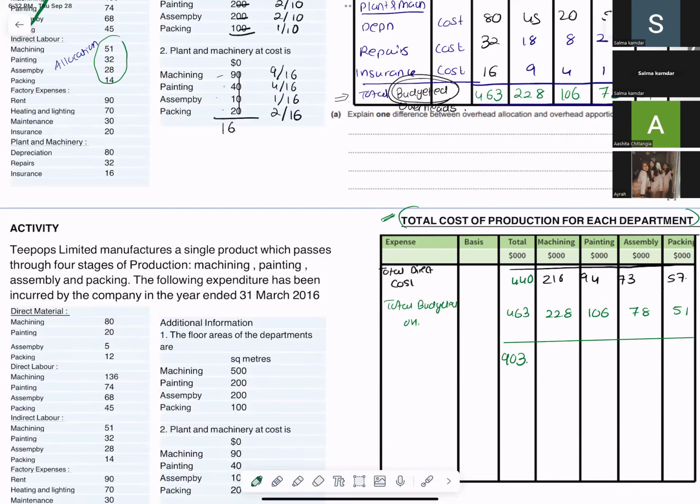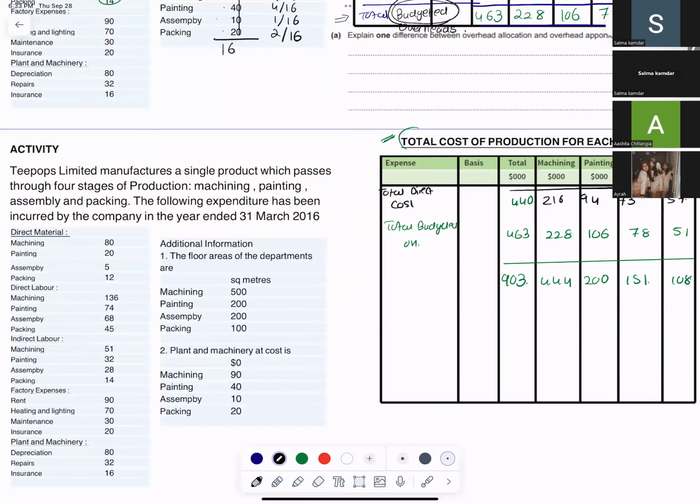For machining, it is how much? 444. Painting, 200. Assembly, 151. And packing, 108. So this is the total cost of production, and this is the budgeted. I'm stressing on this part because this is very important.